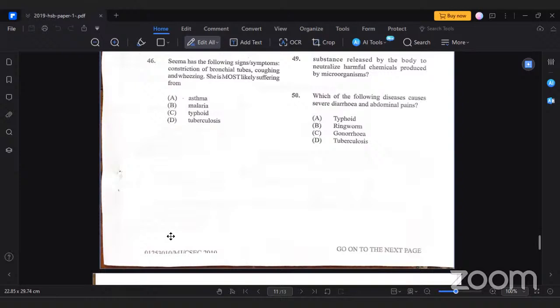Now we move on to 50. Which of the following diseases cause severe diarrhea and abdominal pains? We are looking at 50. What is your answer? A, is it typhoid? Is it B, ringworm? Is it C, gonorrhea? Is it D, tuberculosis? Which of the following causes severe diarrhea?